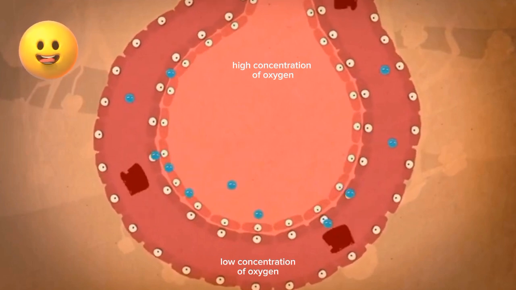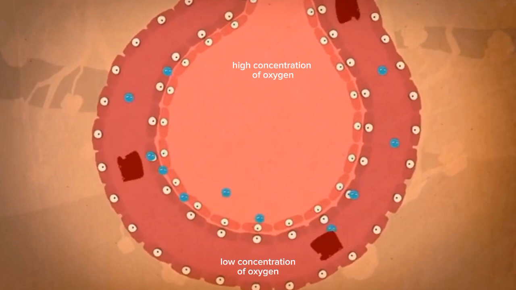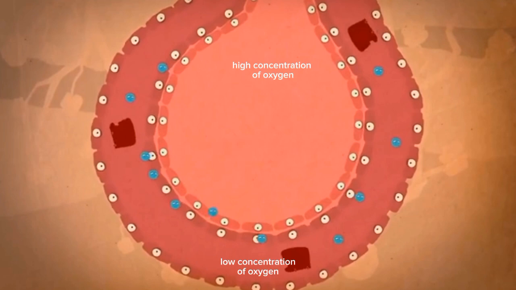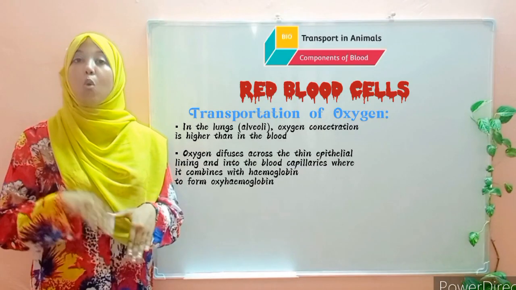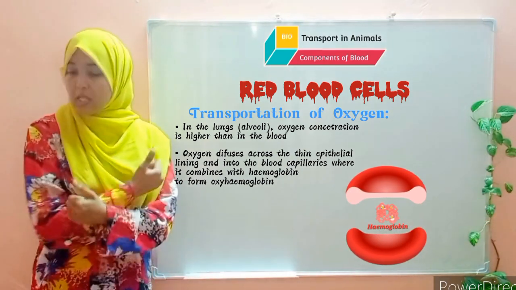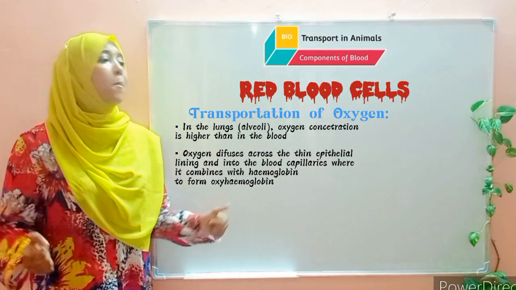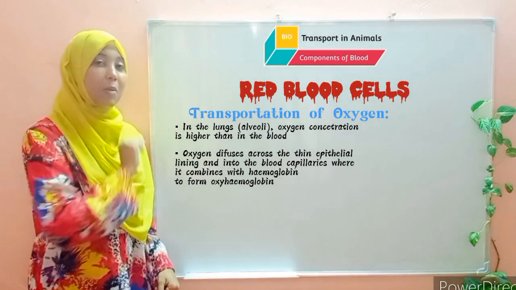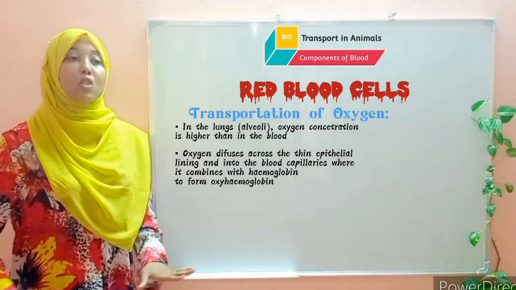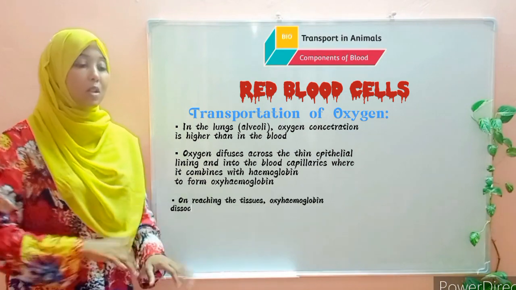You remember this bit? So oxygen diffuses from within the alveoli across the epithelial membrane and into the blood. In the blood, we have the red blood cells containing hemoglobin. So hemoglobin swoops in, takes up the oxygen, combines with it and forms oxyhemoglobin. Now, the oxygen is ready for transport. So it's transported to the tissues.